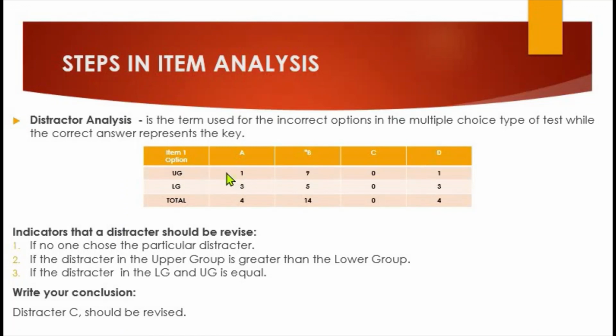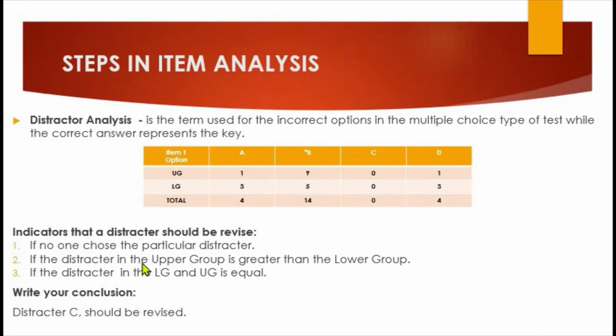Magkakaroon ng revision kapag malaki ang number na sumagot sa upper group kesa sa lower group. Kapag po ito nagkabaliktad, naging 3 po dito sa upper group at naging 1 dito sa lower group, ang mangyayari po niyan is magkakaroon po ng revision. Okay? So, number 3, if the distractor in the lower group and upper group is equal. Let's say, for example, naging 3 yan at naging 3 din ito sa lower group, tapos 3 din sa upper group, then the option A should be revised also. Okay? So, I hope it is clear.